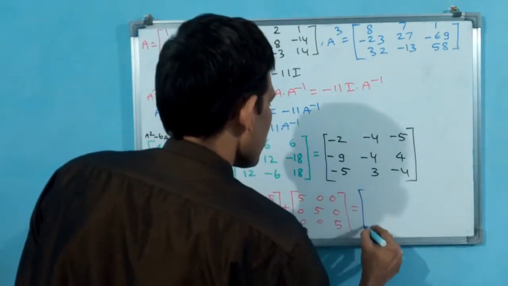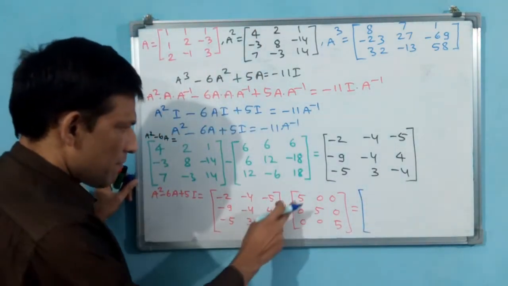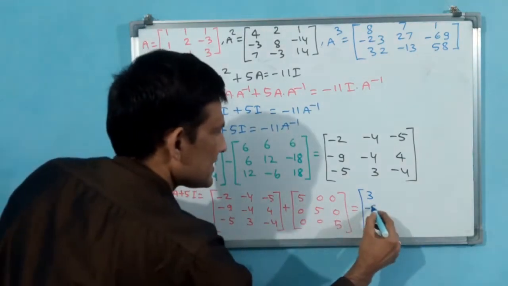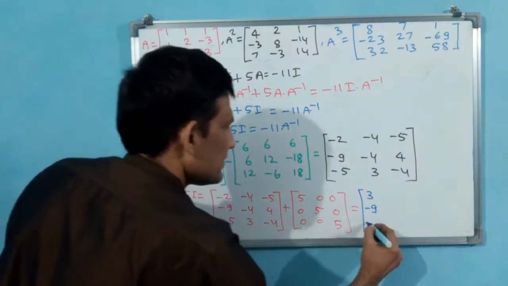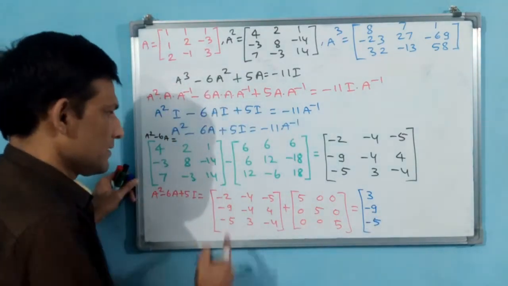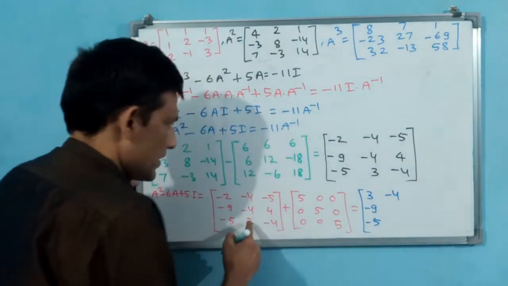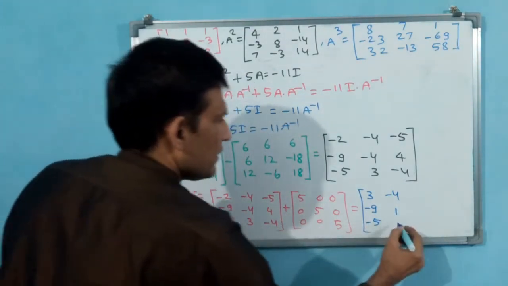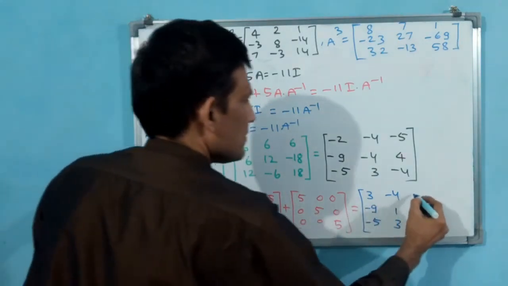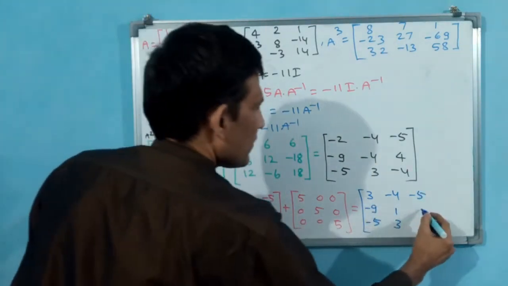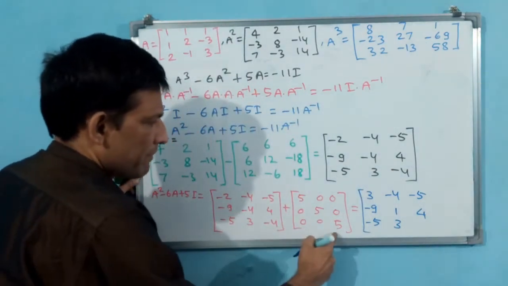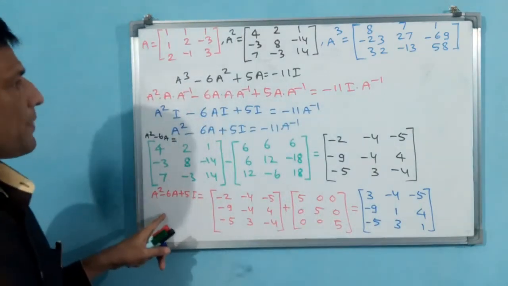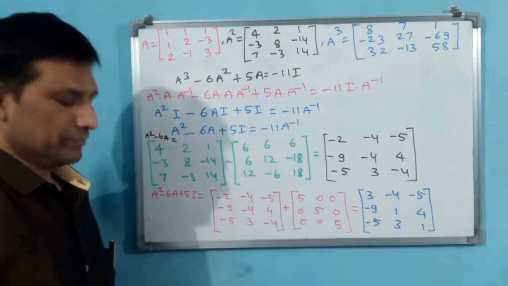Okay. See, plus 5 minus 2, 3. Minus 9. Minus 5. Okay. Then minus 4, here you see, minus 4 plus 5, 1. 3. Minus 5. 4. Here you see carefully: plus 5 minus 4, 1. Okay. See, this is minus 11 A inverse.